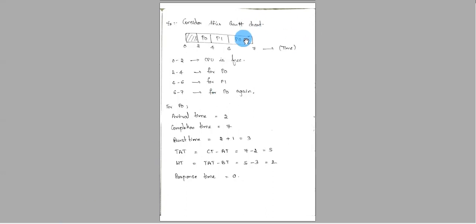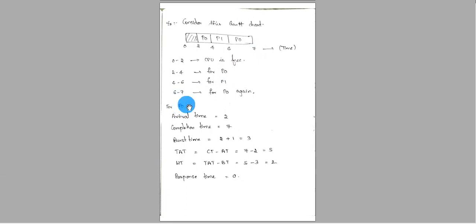Next, let us consider this example now. This is a Gantt chart. It has two processes, P0 and P1. From 0 to 2, the CPU is idle. From 2 to 4, P0 is being executed. From 4 to 6, P1 is being executed, and P1 has completed execution at time 6. From 6 to 7, P0 resumed again and P0 completed at 7.